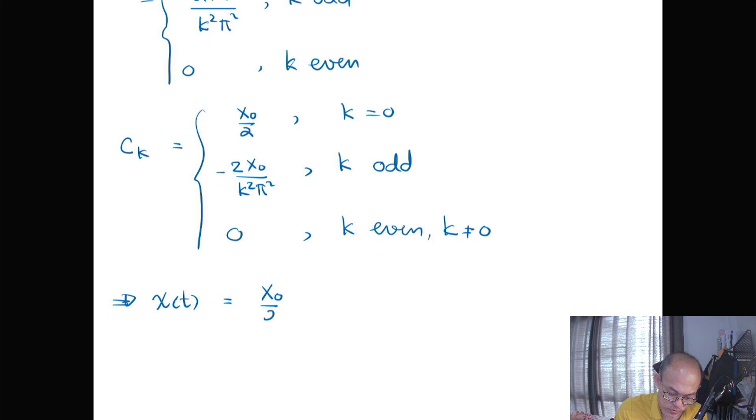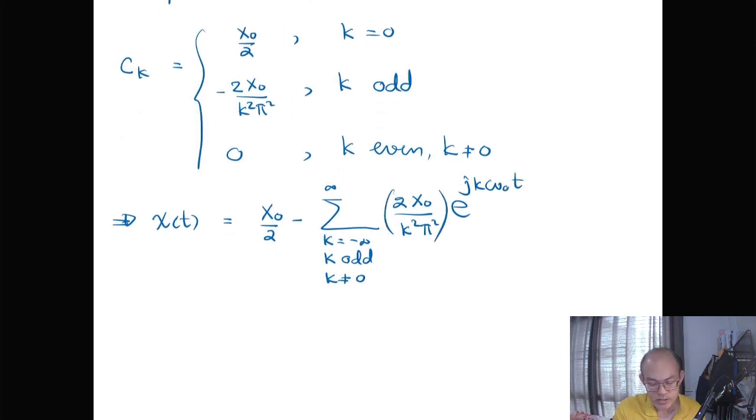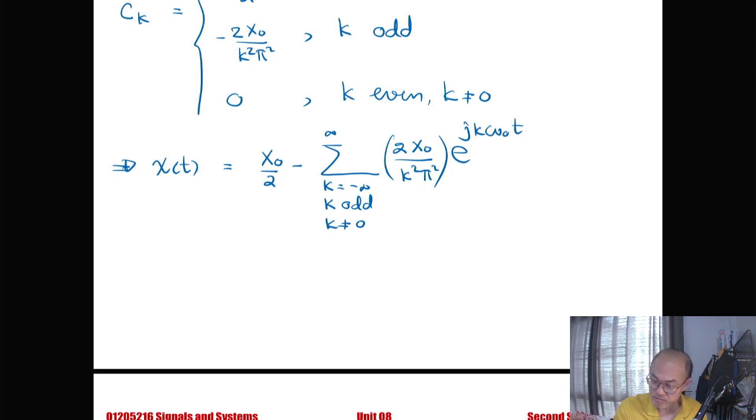So that is x0 over 2 plus summation k goes from minus infinity to infinity, and k is odd, not equal to 0, and this has to be minus 2x0 over k squared pi squared e to the j k omega 0 t. So this is the Fourier series of the triangular wave in the complex exponential form.